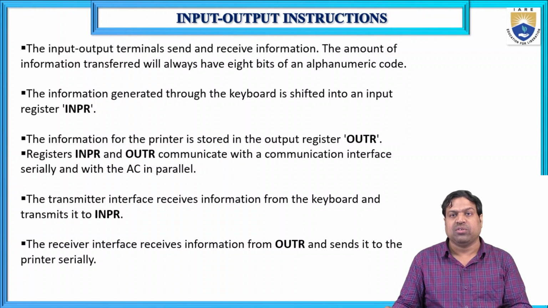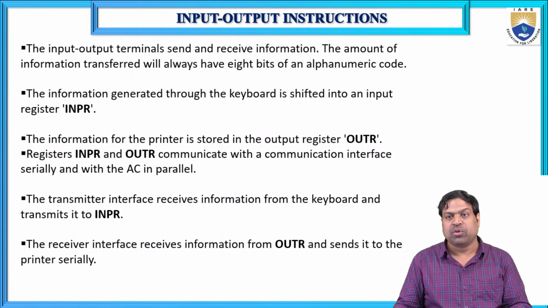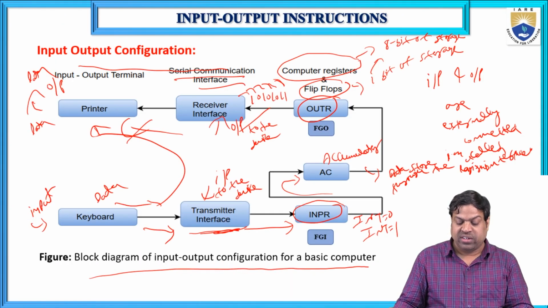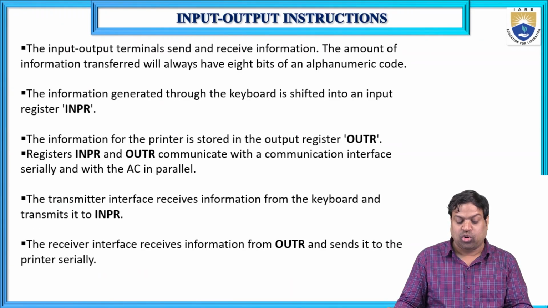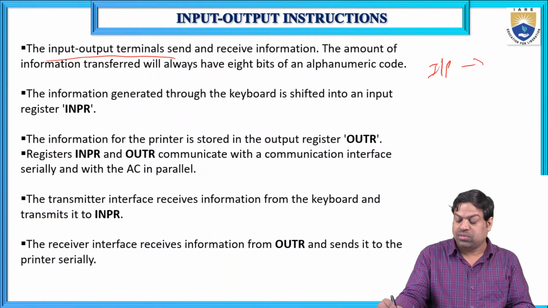Registers INPR and OUTR communicate with a communication interfacing serially and with AC in parallel. The transmitter interfacing receives information from the keyboard and transfers it into the INPR. The receiver interface receives the information from OUTR and sends it to the printer serially. So here it is a discussion about the input output instruction. Suppose I am taking input to output. So what is the process going on between the input and the output?